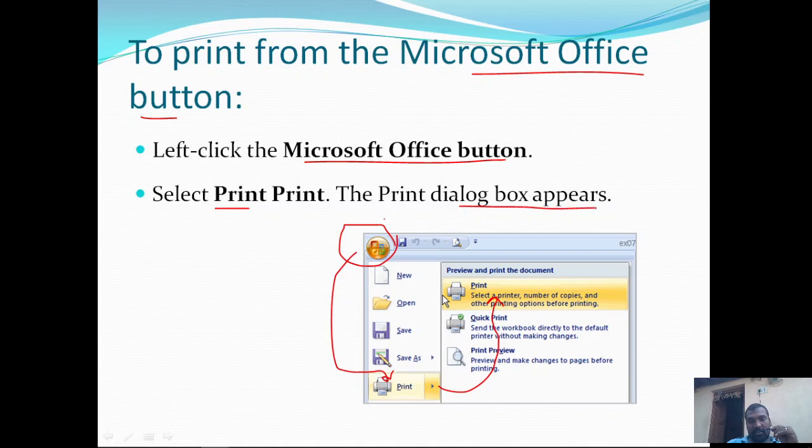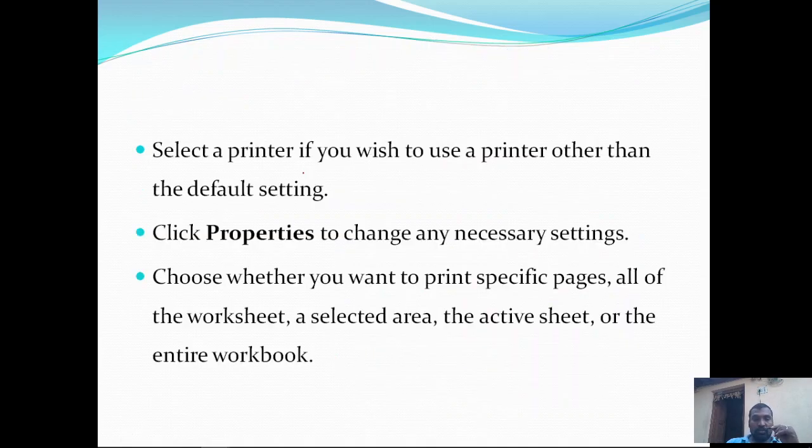Then a print dialog box appears. You need to select the printer and number of copies you want to print and other printing options before printing the document or spreadsheet. Okay, so select a printer. If you wish to use a printer other than the default setting, click on the properties to change any necessary settings like page size and so on.